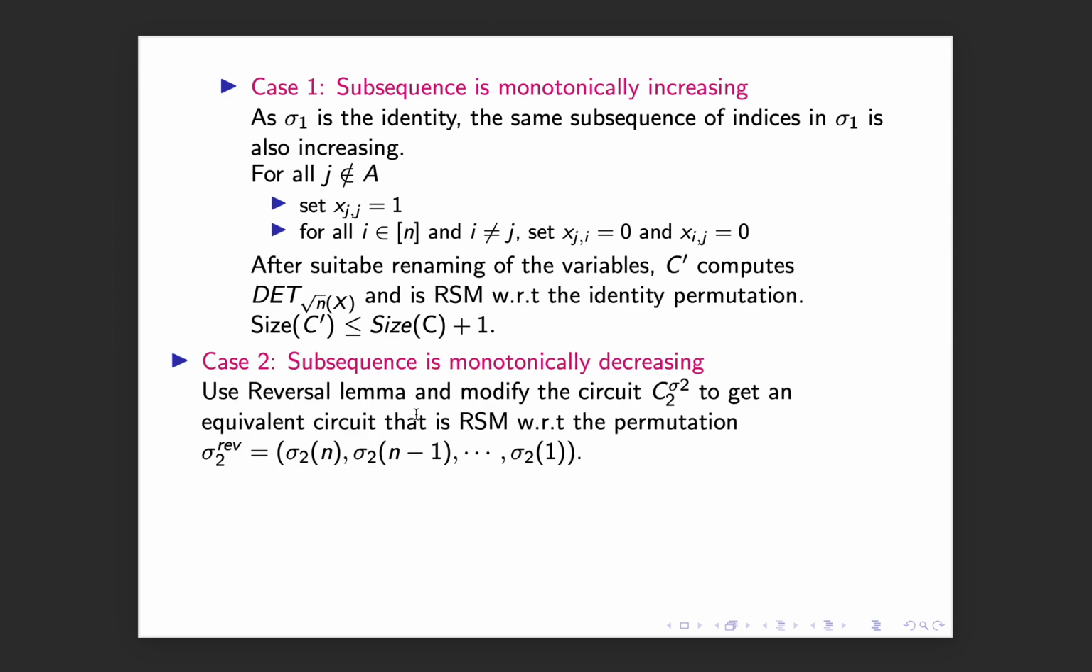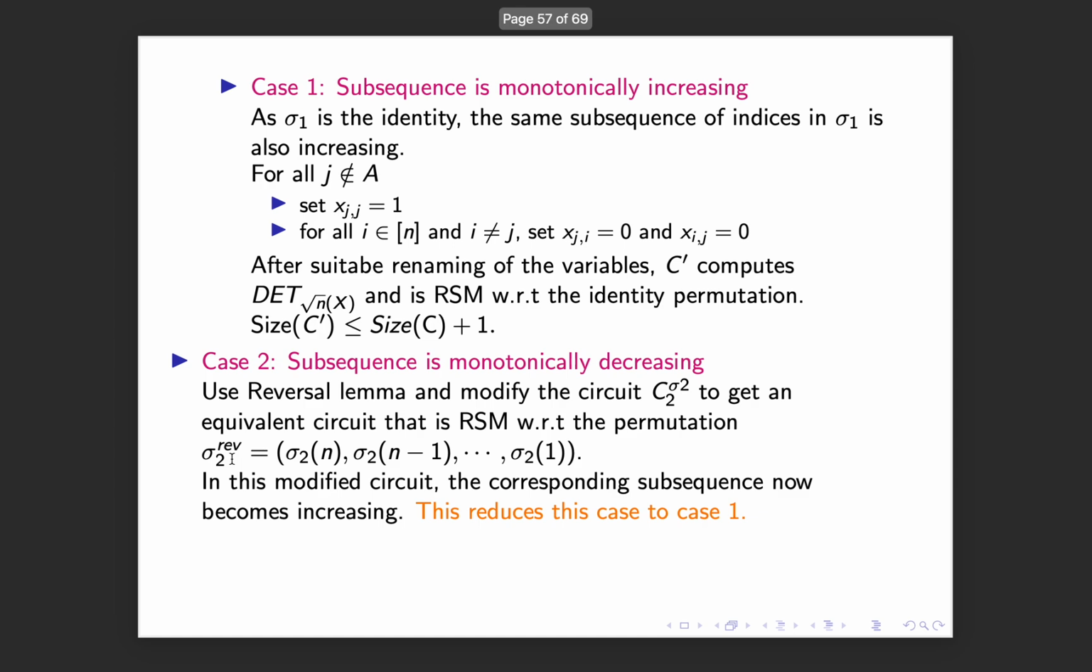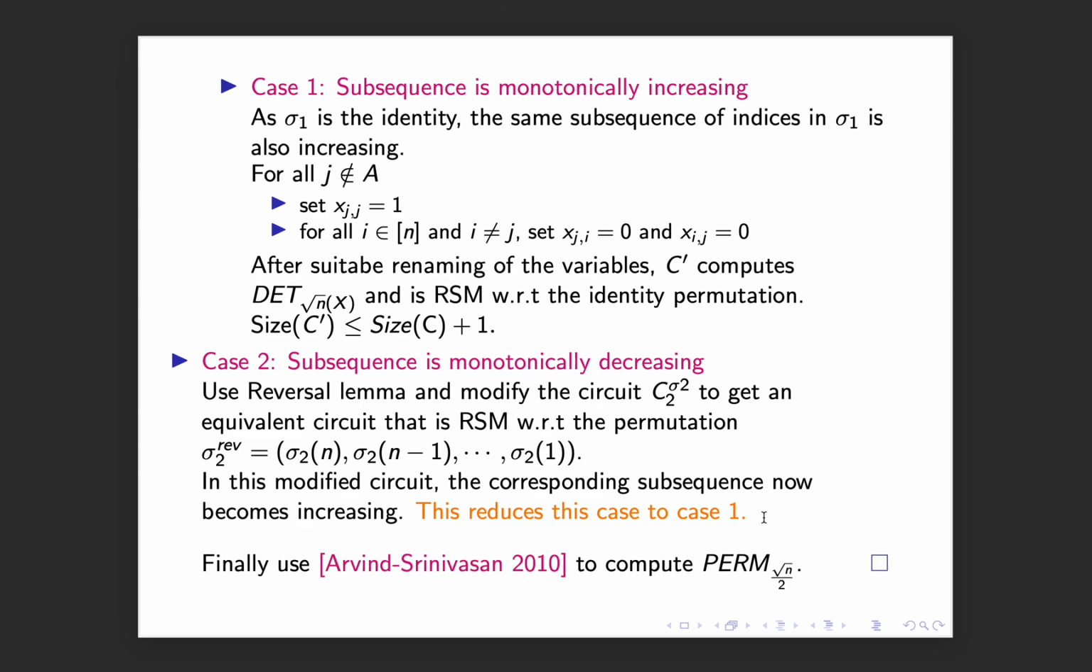So in case 2, we can use the reversal lemma and modify the circuit C2 to get an equivalent circuit that is RSM with respect to the permutation sigma 2 rev. Now in sigma 2 rev, the corresponding subsequence becomes increasing. So case 2 is now reduced to case 1. And finally, on the circuit obtained, we are going to use the result of Limaye, Srinivasan and Tavenas to compute the permanent of degree root n by 2.